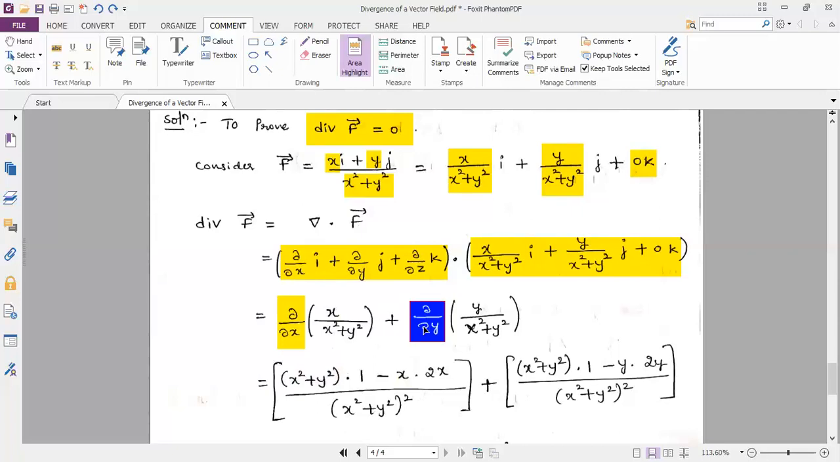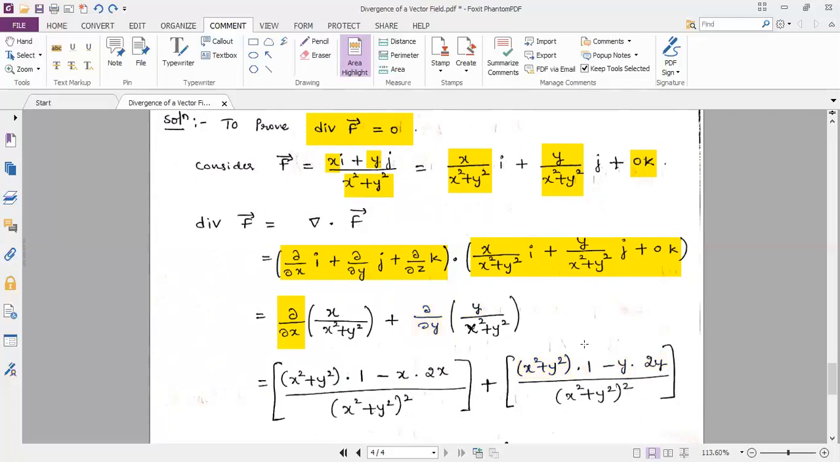Similarly, we'll perform partial differentiation with respect to y. Denominator x² + y² into differentiation of numerator with respect to y, y with respect to y is 1, minus numerator y into differentiation of denominator x² + y² partially with respect to y. Differentiation of x² is 0 with respect to y, plus 2y, differentiation of y² is 2y. The whole divided by v², so v² will be (x² + y²) the whole square.